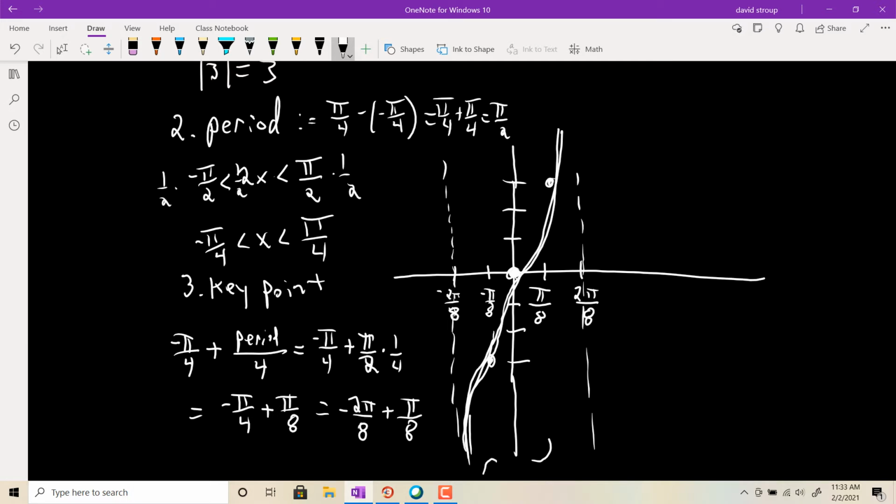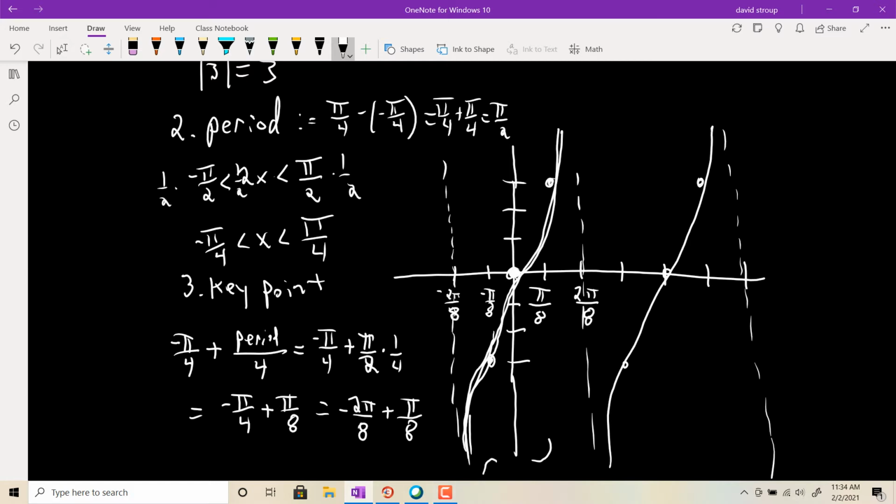Okay, so that would be one period. If you need more periods, then 2 pi over 8, 3 pi over 8, 4 pi over 8, 5 pi over 8, 6 pi over 8. So that'd be another asymptote there. And then you could have some more points, and then kind of just draw it in. Again, my tangent function looks crummy, but that's the idea.